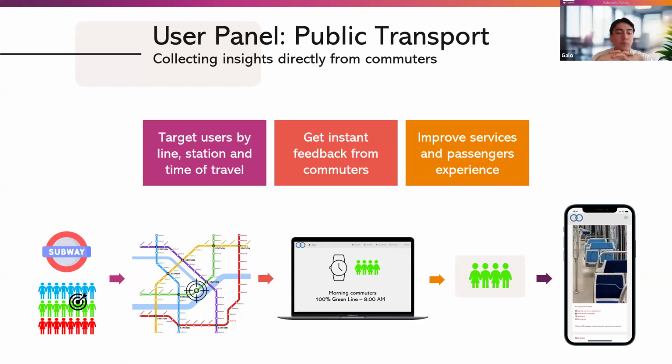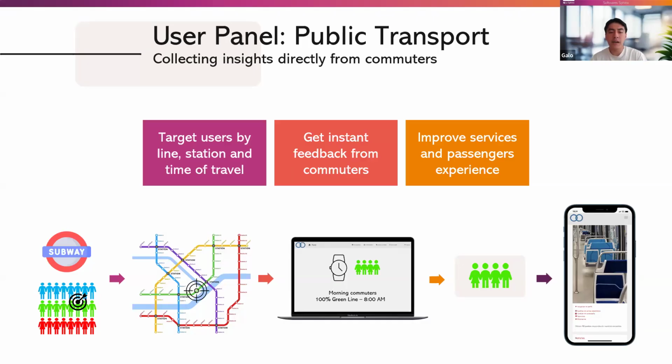So in my example, let's say that I already have my panel, and the group of people in blue are the members of my panel that take the line 1 every single day. I mean line light blue, then the ones in green take line green, the ones in red take line red. But let's say today at 8 a.m. in the morning, an incident happened in line green. And because of that, I want to know the opinion of the people that were traveling at that moment in line green at 8 in the morning.